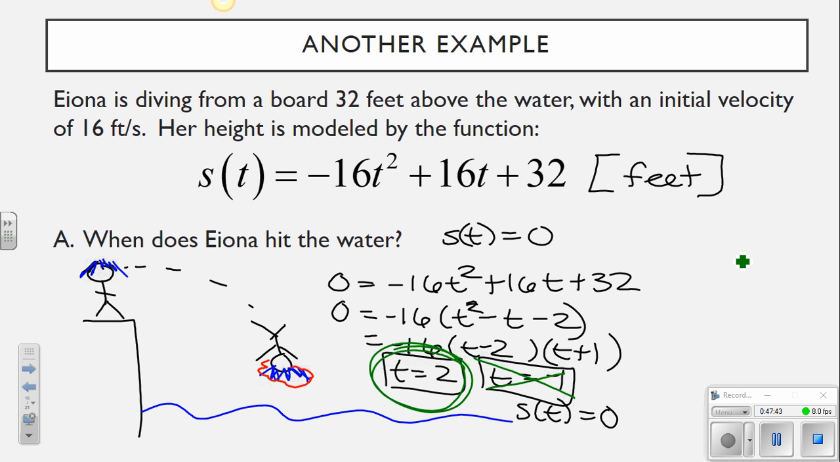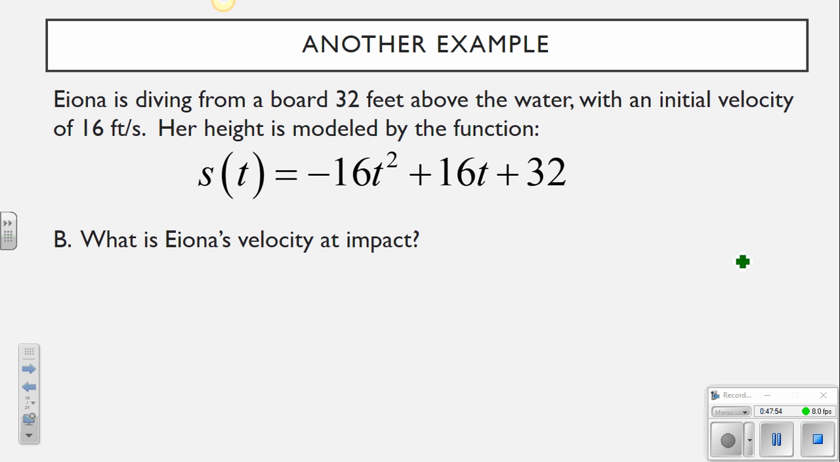So time equals 2 seconds. Seconds is when Iona hits the water. You guys good? We can understand that. Now, next, look at part B. How fast was Iona going when she hit the water? I want to know how fast she was traveling when she hit the water. So what am I interested in? Am I interested in position? No. What am I interested in? Velocity. So I want v of t.